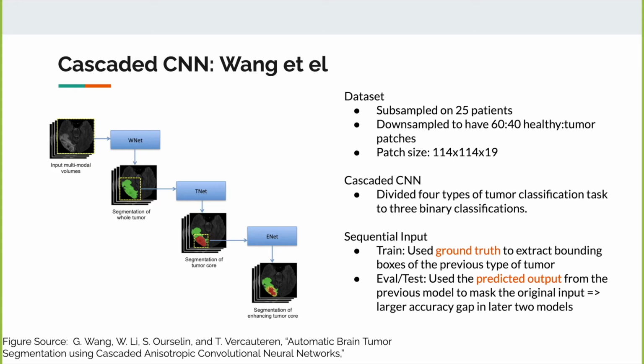During training, we used the ground truth. The first network will not have any mask on the input, but for the second network, we masked the input with the bounding box of the whole tumor from the ground truth and fed it to the next model. Same thing happened for the third model. During the evaluation or testing phase, we did not use the ground truth, but used the predicted output from the previous model.